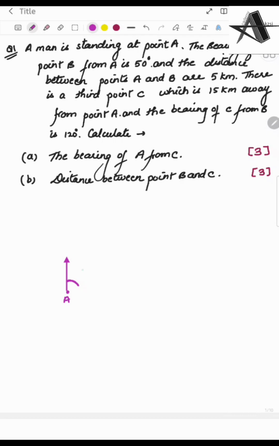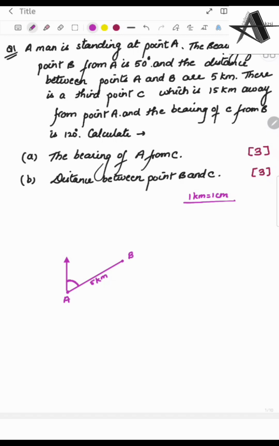Now, this will give you point B. It says the distance between point A and B is 5 kilometers. Definitely you cannot actually draw 5 kilometers on paper, so you have to take a scale. Best is take 1 kilometer equals 1 centimeter. Write that down up there so that when the teacher checks your answer, they'll be able to understand what scaling you have taken. So 1 kilometer equals 1 centimeter. So I have to draw a 5 centimeter line, but I'm writing here as 5 kilometers, and this is point B.